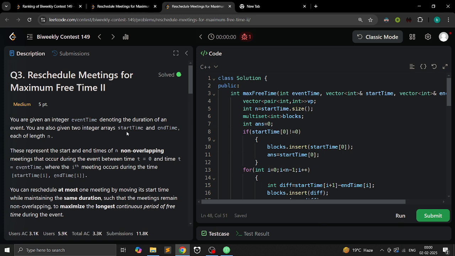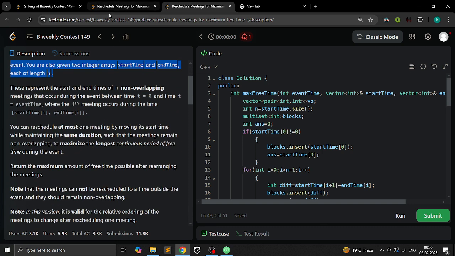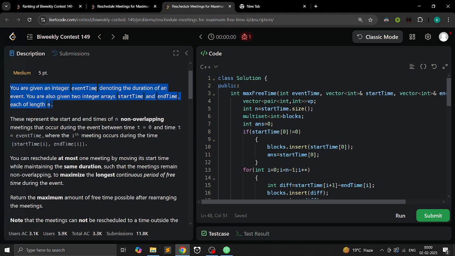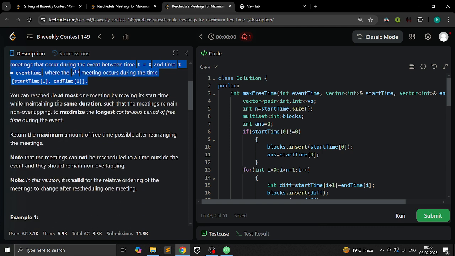You are also given two integer arrays, start time and end time, each of length n. Same as before, there is some event happening from 0 to event time, and we have some meetings, start time and end time, denoting n meetings. These represent the start and end times of n non-overlapping meetings that occur during the event from t equal to 0 to t equal to event time, where the ith meeting occurs during the time start time to end time. That is what the question is saying.